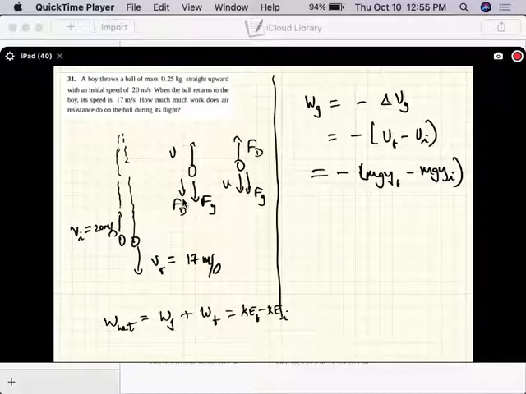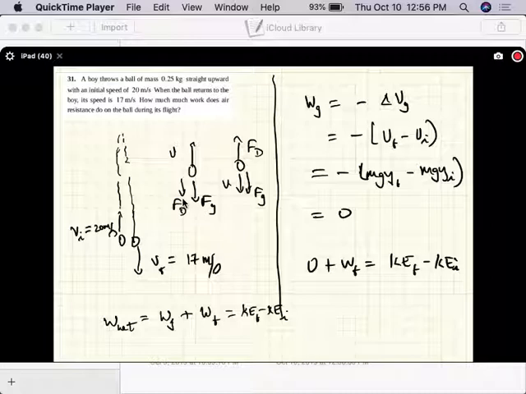And how much did the gravitational potential energy change when the ball went up and down? It came back to the same level. So the change in gravitational potential energy is 0. So 0 plus Wf equal to the change in kinetic energy. So that's why they didn't tell you how far up the ball rose, but we didn't need that. All right, so let's do the numbers now.